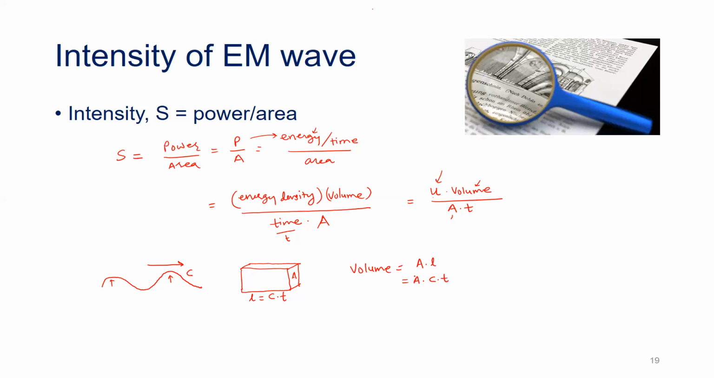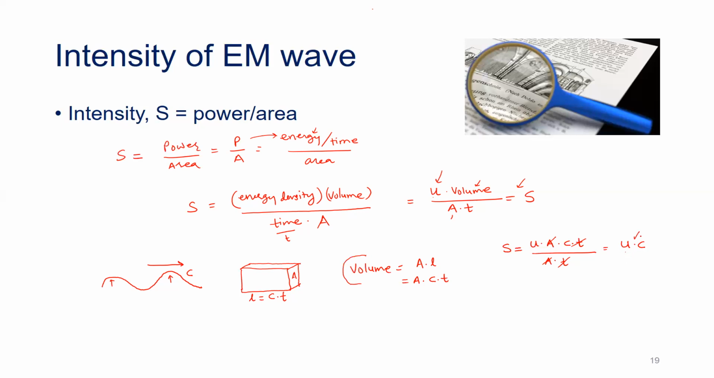This is the intensity S. We can take the value of the volume and plug it into this equation. So S can be written as U times A times c times T divided by A times T. T gets cancelled, A gets cancelled, and finally we are left with U multiplied by c. So the intensity of an EM wave is defined as the energy density U multiplied by the speed of light.